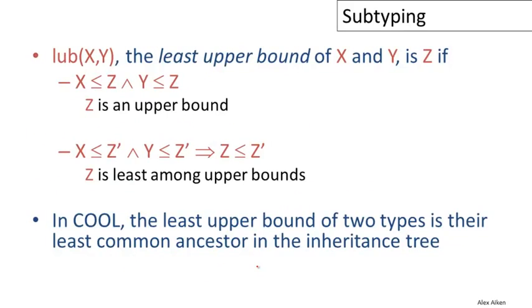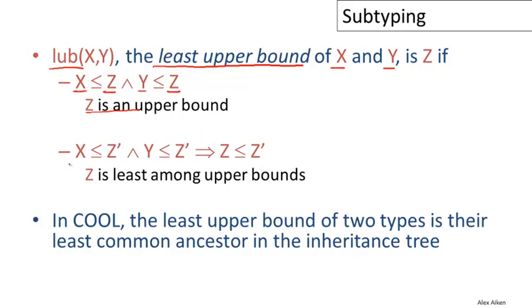The need to compute an upper bound over two or more types comes up often enough that we're going to give the operation a special name. We'll call it the lub, or least upper bound, of x and y. And the least upper bound of x and y is going to be z if z is an upper bound, meaning it's bigger than both x and y, and also if it is the least among all possible upper bounds.